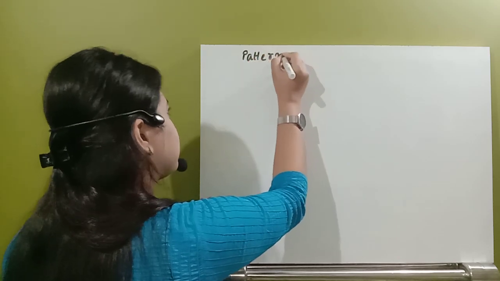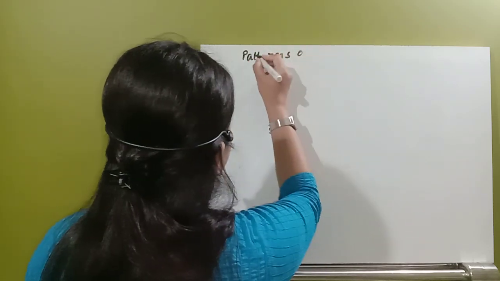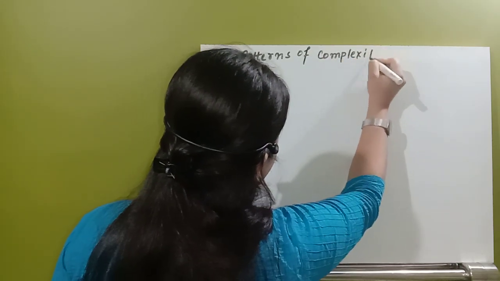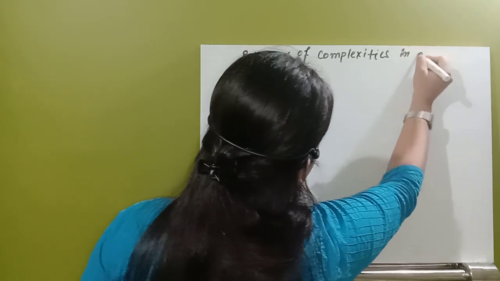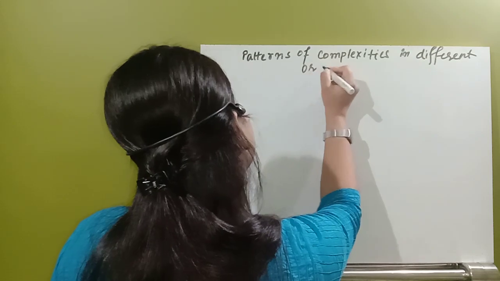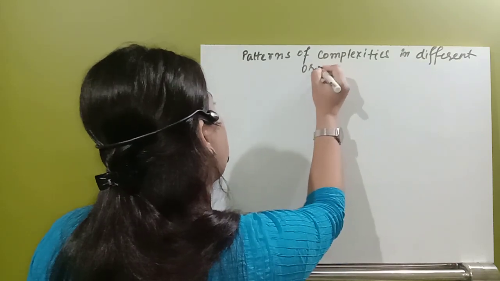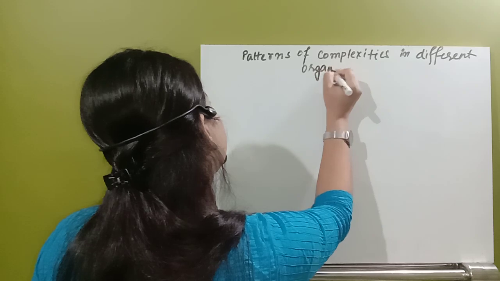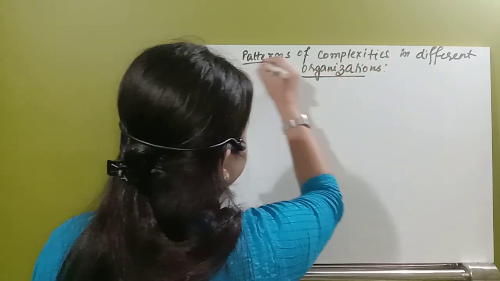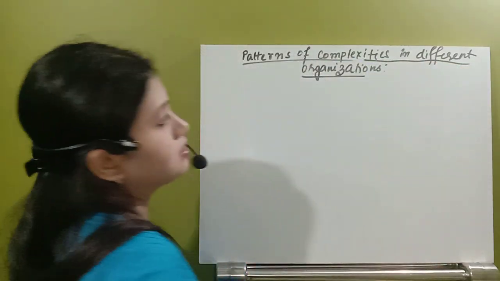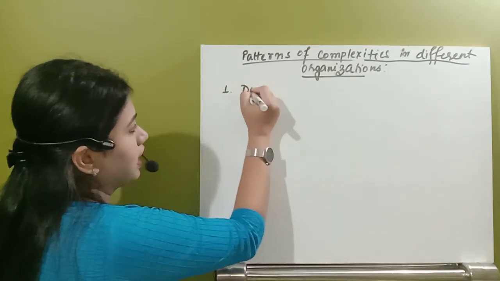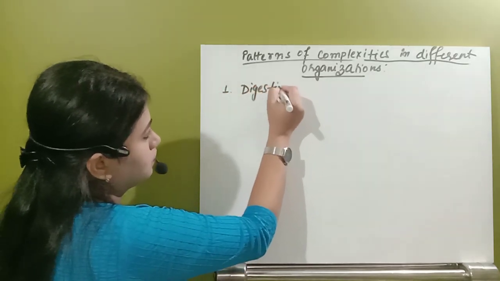patterns of complexities in different organizations. So let's just see the patterns of complexities in different organizations. So the first organization we'll see here is digestion or the digestive system.